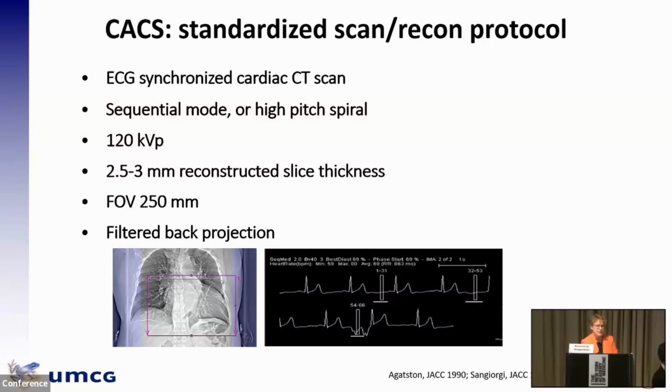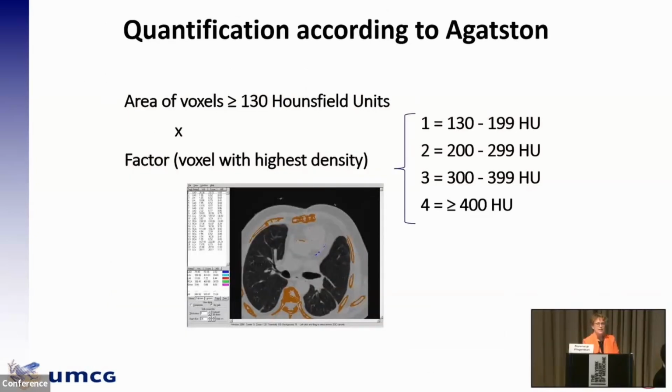It's an ECG synchronized cardiac CT scan in sequential mode or more recently high-pitch spiral, 120 kVp tube voltage, 2.5 or 3 millimeter reconstructed slice thickness, a field of view of 250 millimeters, and filtered back projection. The quantification is according to Agatston. There are different methods around, but this is the method that has been most consistently used.